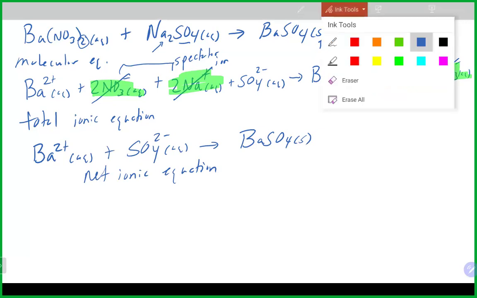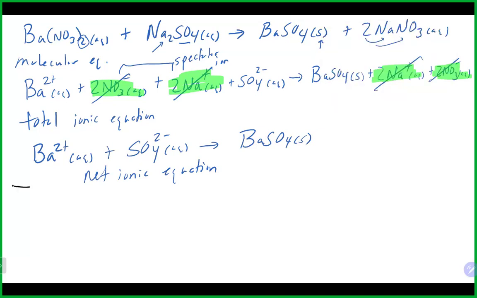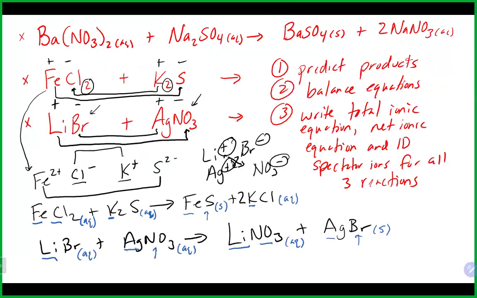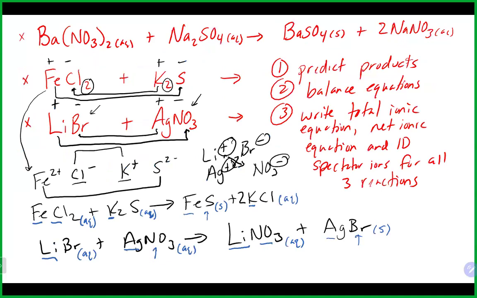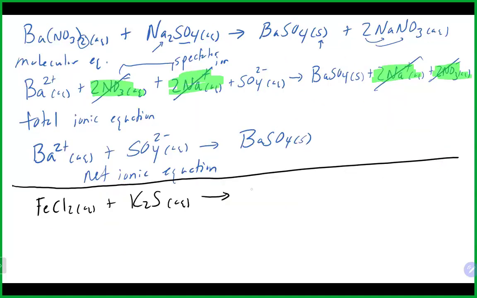All right, let's take a look at the next one that we did, which was, maybe I'll squeeze it right here. Iron chloride and potassium sulfide. So we had FeCl2 plus K2S, giving FeS. All right, so this is our molecular equation.